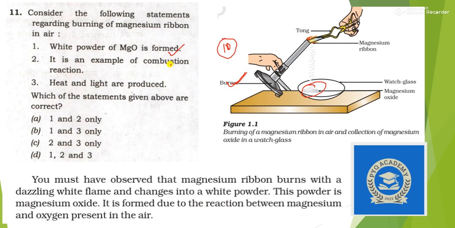It is an example of combustion reaction. Yes, whenever you burn, it is a combustion reaction. Heat and light are produced. Yes, it burns with a dazzling white flame. So heat is there, light is there. So here the answer should be option D.